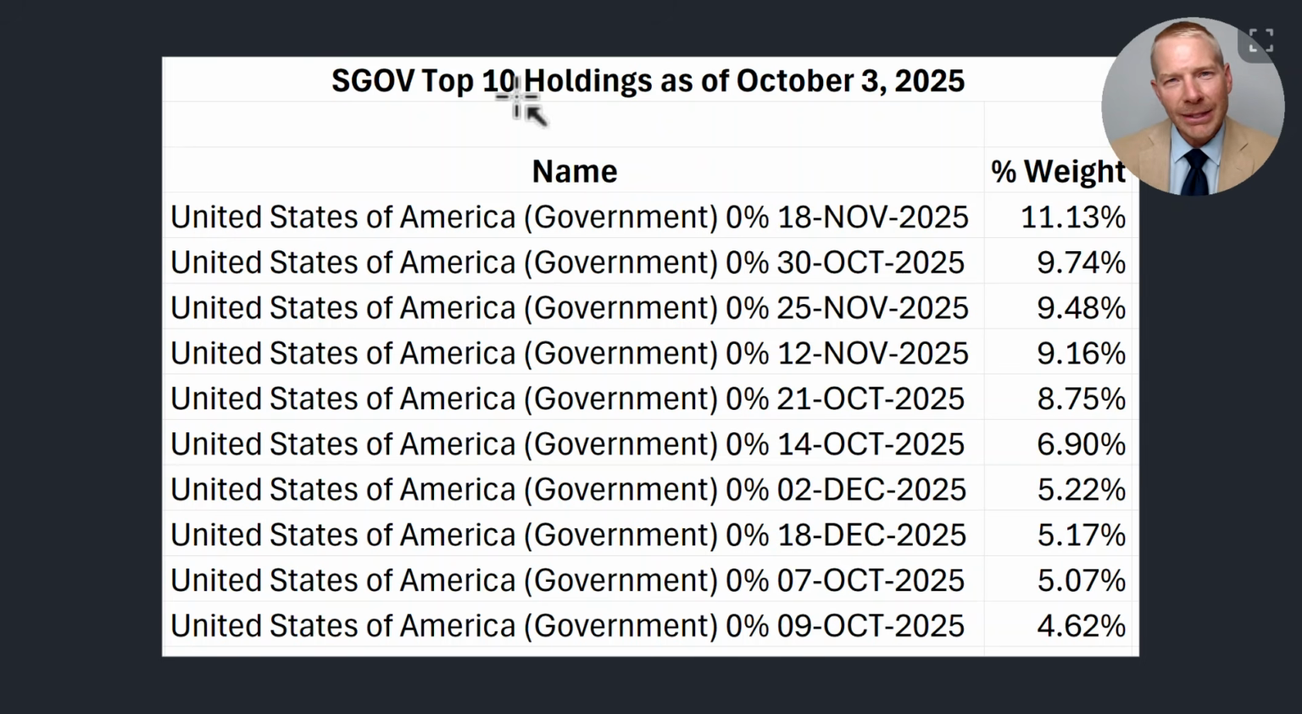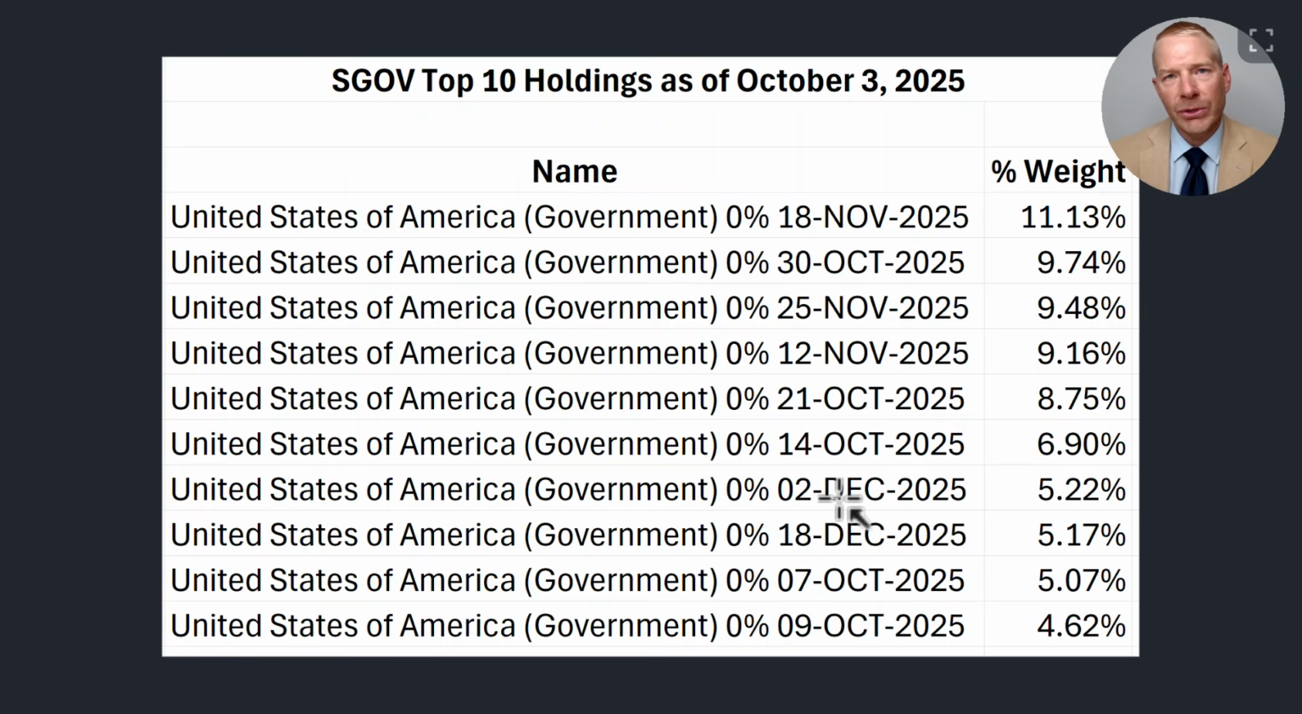T-bills. This is the top 10 holdings for SGOV as of October the 3rd, 2025. You can see the biggest holding is a November 18, 2025 0% coupon. That's a US T-bill. November 18 is when this T-bill comes due. Then you see the next biggest position is October 30th, then November 25th, November 12th, October 21, October 14, December 2nd, so on and so forth.